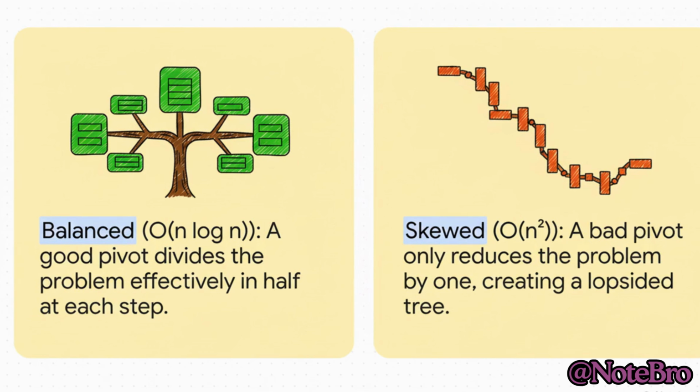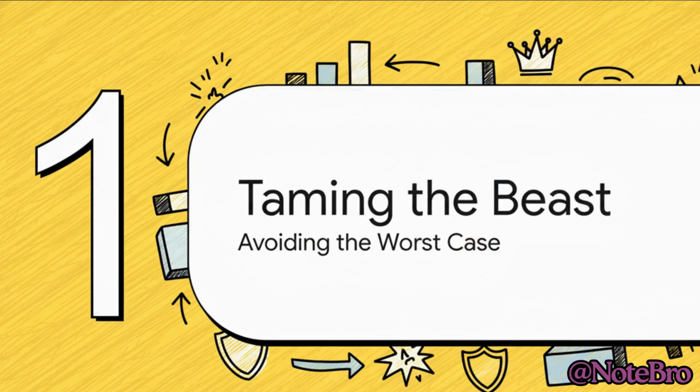But on the right, that's the disaster scenario. A bad pivot gives you this totally lopsided, skewed tree. It's basically a linked list, and all the powerful benefits of divide and conquer are just gone. So, you're probably wondering, if the basic algorithm is so vulnerable, why do we still use it everywhere and call it Quick? Well, it's because over the years, computer scientists have figured out some brilliant ways to tame this beast and make that worst-case scenario practically impossible to hit in the real world.